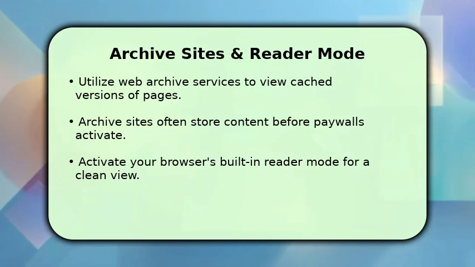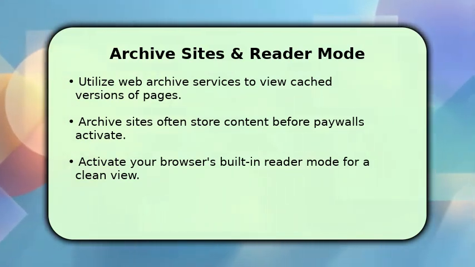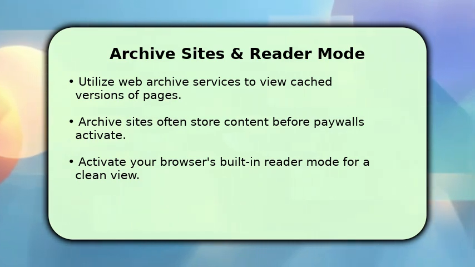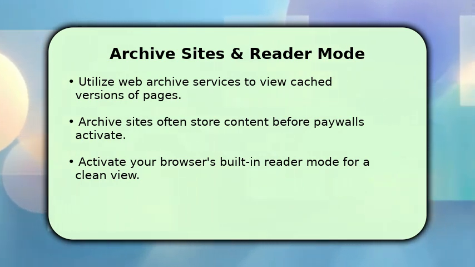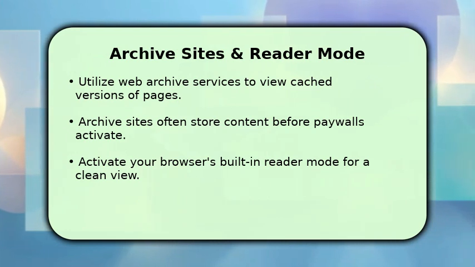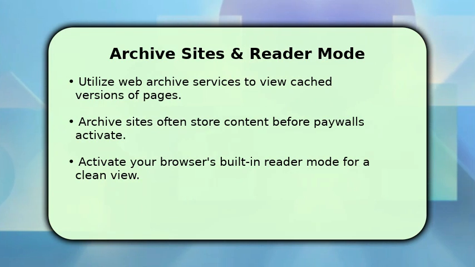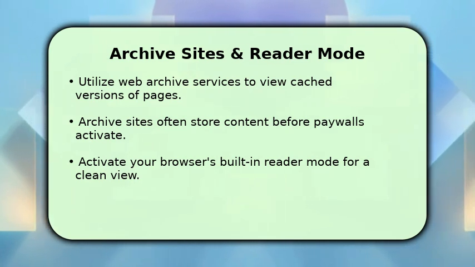Another excellent strategy is to use web archive sites. Services like the Internet Archive's Wayback Machine often save versions of web pages before a paywall was implemented, or they simply store the full content. Just paste the article's URL into the archive site. Additionally, your browser's reader mode can be surprisingly effective. This feature strips away distractions, and sometimes the paywall itself, giving you a clean, readable version of the text.